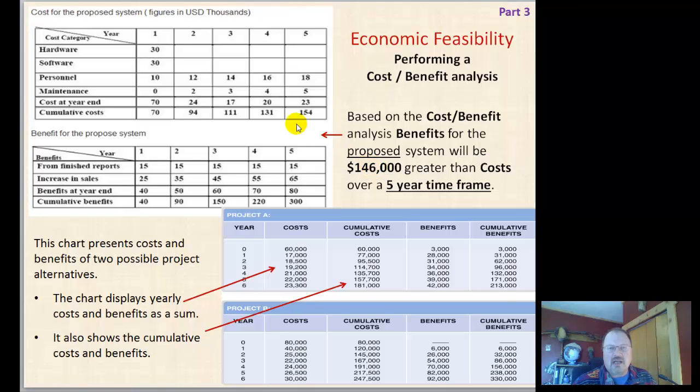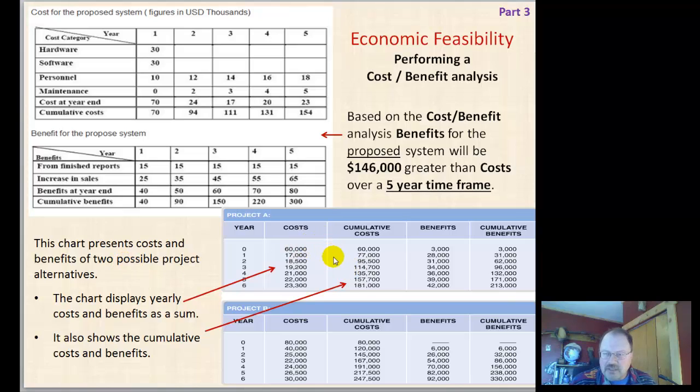So that should end up being $154,000. These are just pictures out of the book, so I won't change this number here. So we can see that over a 5-year time frame the benefits will exceed the costs. And is the project then worthwhile? Well, probably so. This chart presents costs and benefits of 2 possible project alternatives.